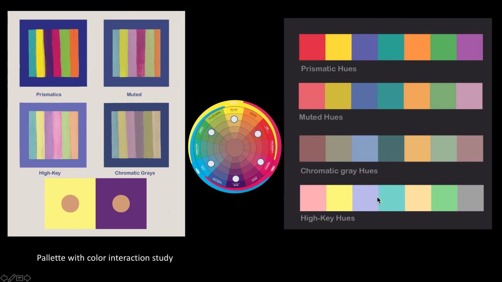And then the high key values, you're just going to take your prismatics and you're going to add white to all of them.